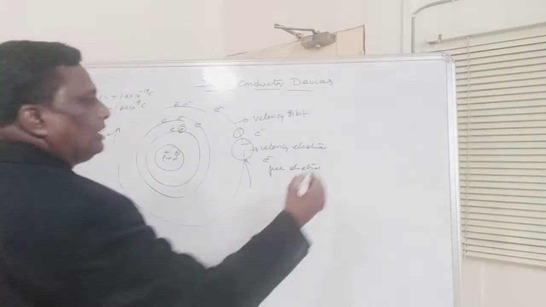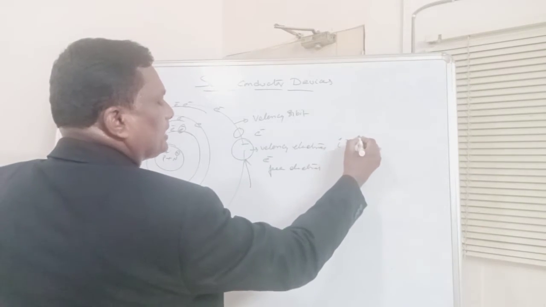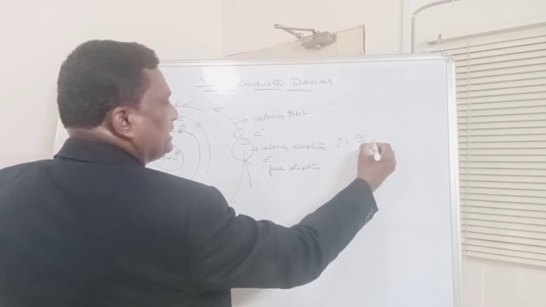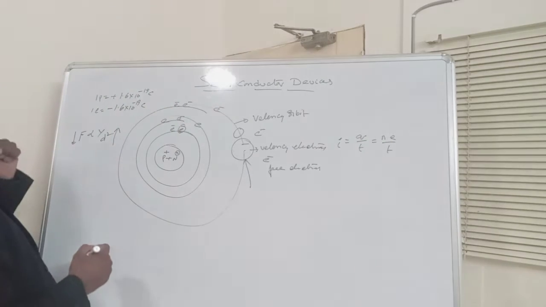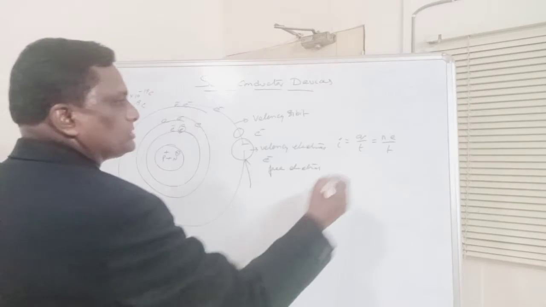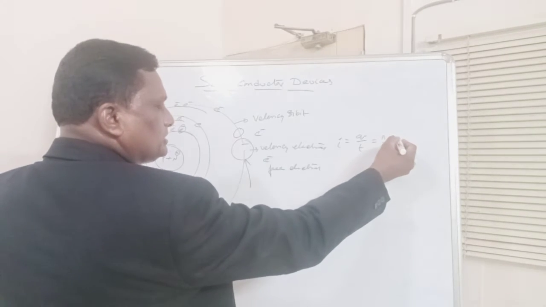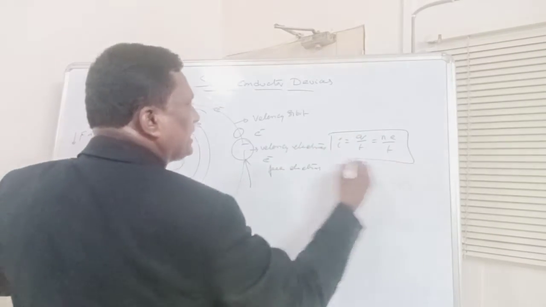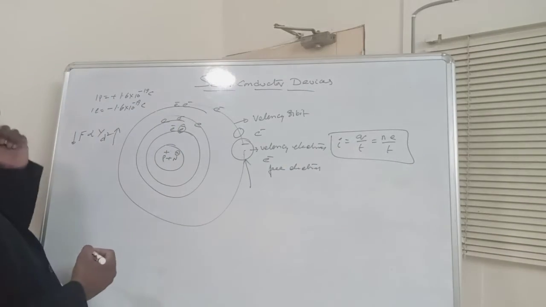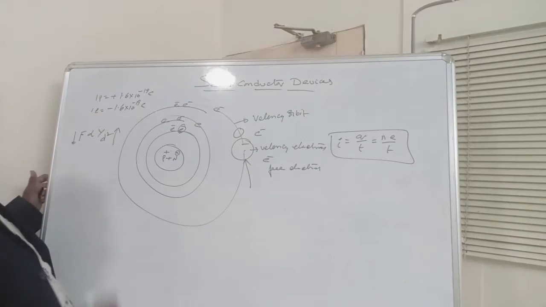Why? Because current I is equal to rate of flow of charge, that is nothing but Q by T, that is equal to N into E by T. What is N? Number of electrons. And what is E? Charge of an electron. So number of electrons into charge of electron divided by time period will give you the current. Like that we are getting current, due to these valency electrons only.